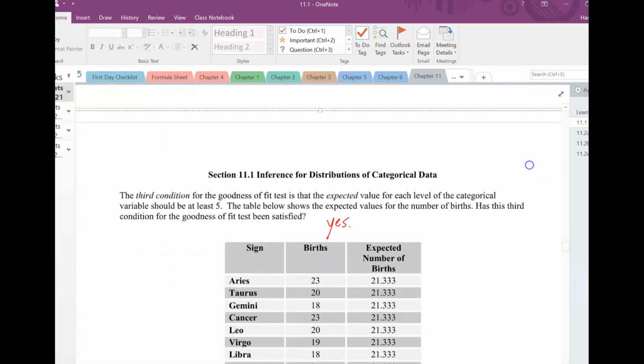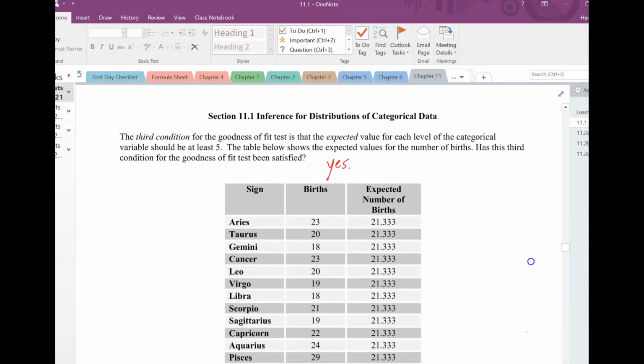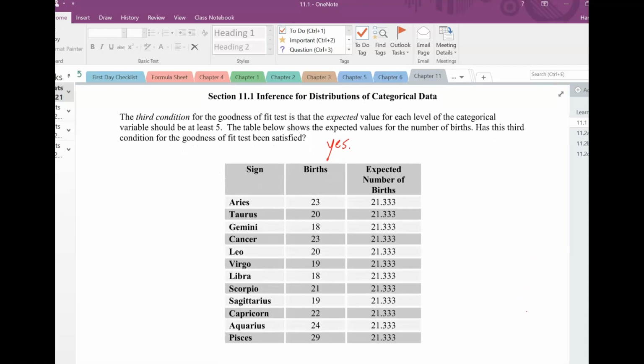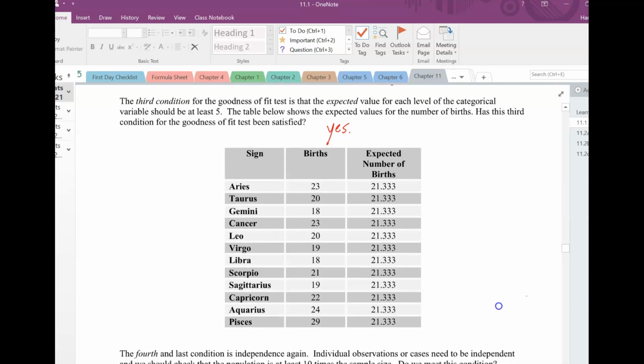And then the third condition that you do need to write down is that all of the expected counts are at least 5. As always, having a larger number of sample values is typically better. So we need to have at least 5 in every category. You can see here 21.3 is definitely over 5. So we've met this condition of all of the counts being at least 5.